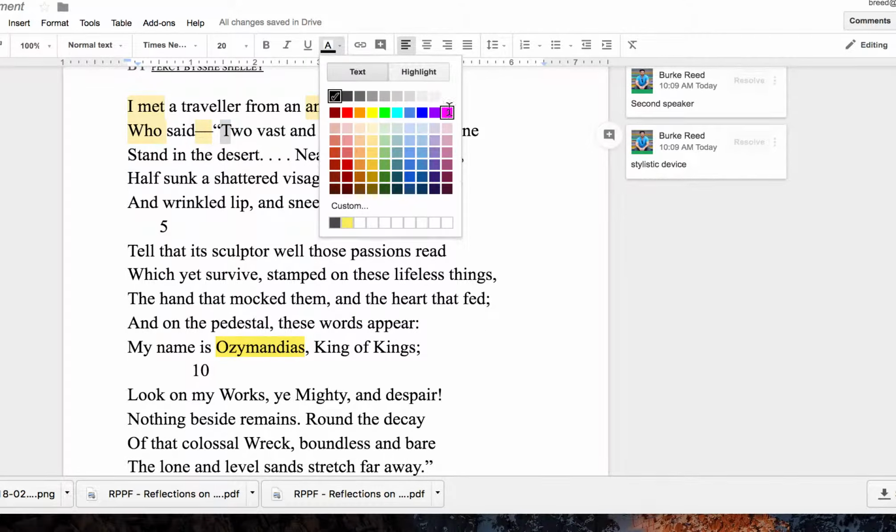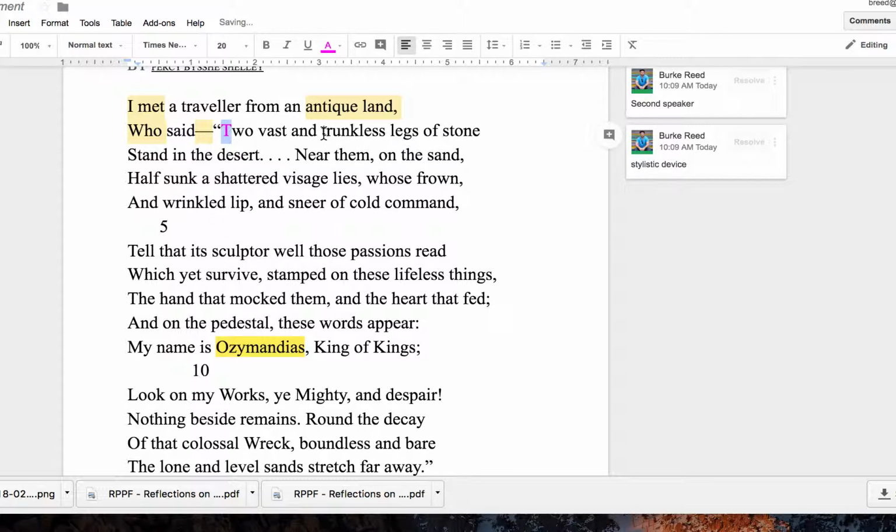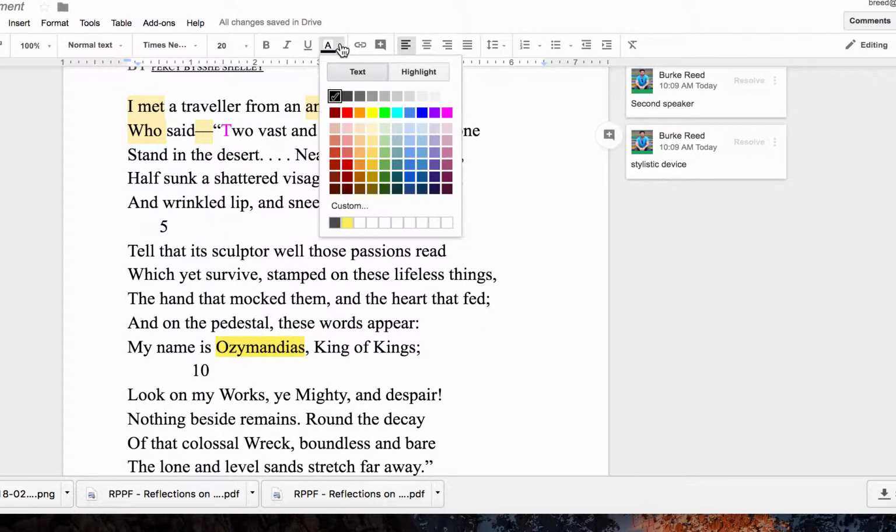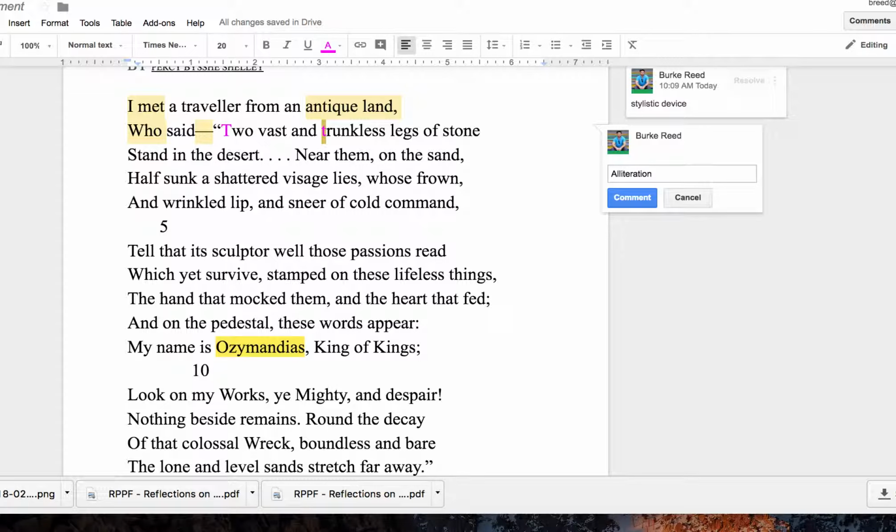And the reason, sure, let's go with pink today. Why not? Two trunkless legs, all right? We don't know exactly what we're talking about as of yet, but we know that this is foreshadowing what is going to actually be the subject of this poem, which is a statue, and rather it's Ozymandias' statue. So this is intentional to get the reader's attention.